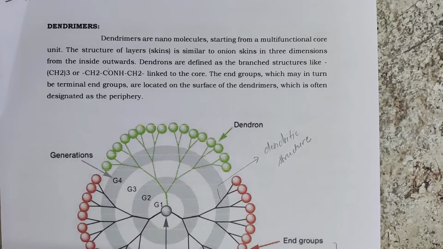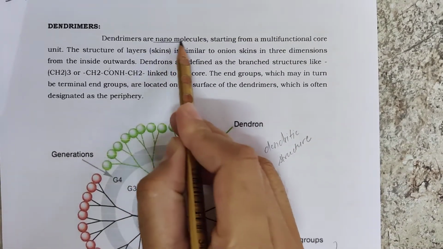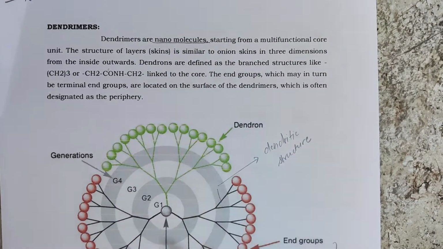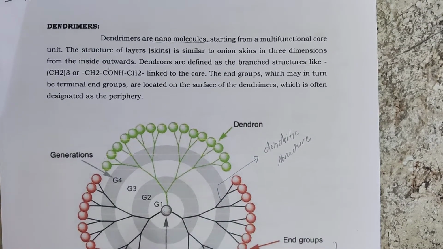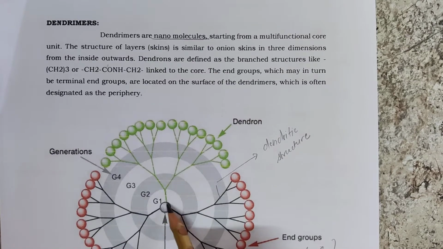Good morning, students. Today's topic is dendrimers. Dendrimers are nanomolecules, and they have a three-dimensional structure, and they have a core in the center. It's a multifunctional core.